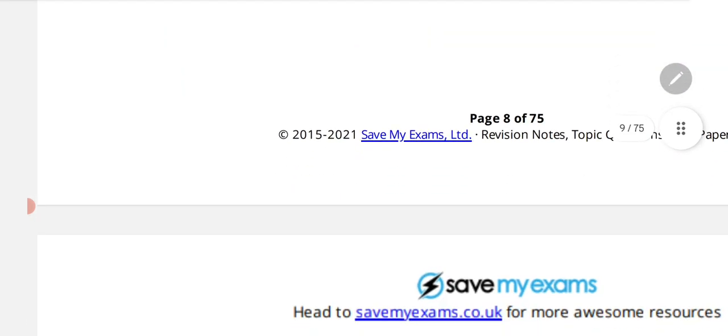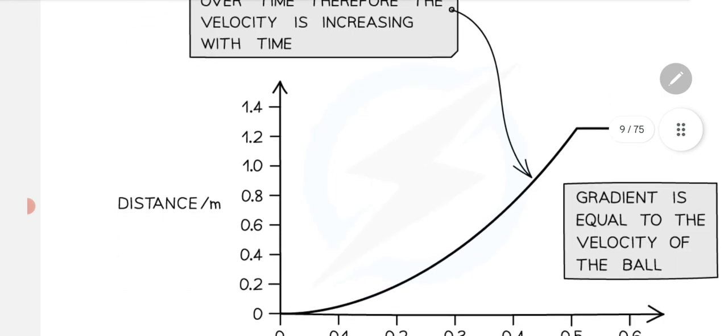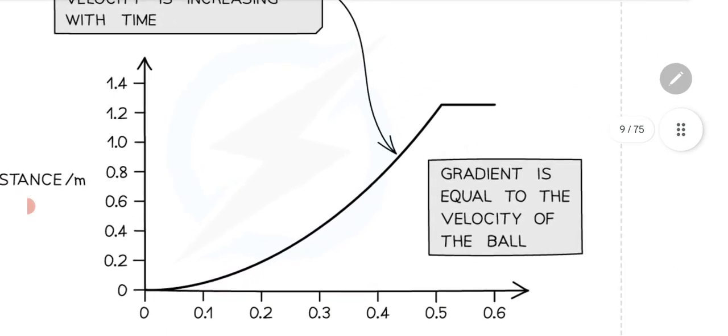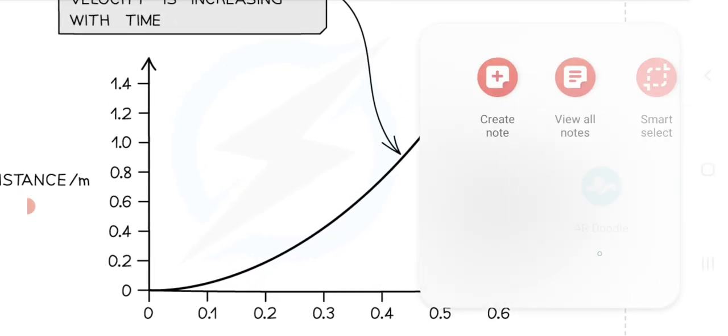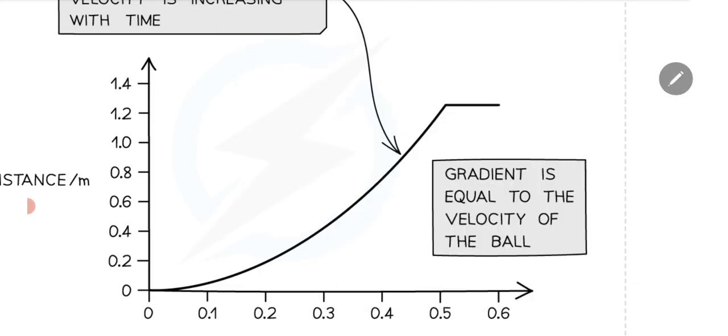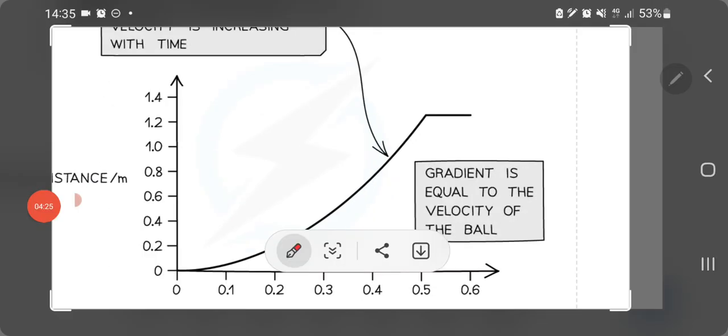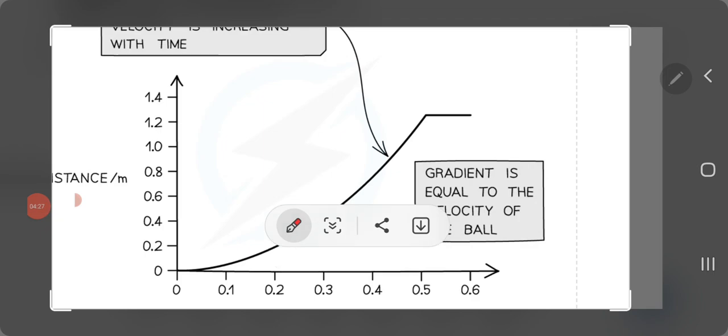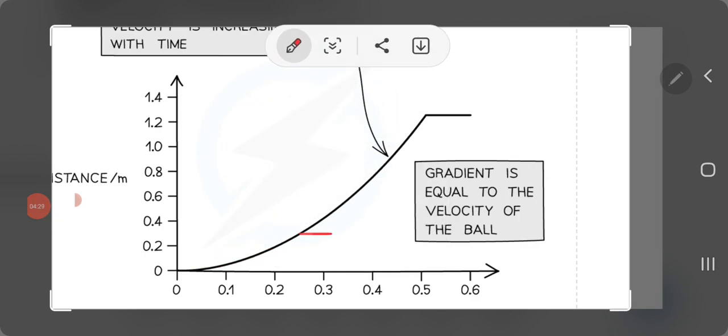But if the graph is given, for example, in the distance time graph, you can see the speed is increasing and the object comes to the state of rest. In this graph, what is happening with the speed? So if the gradient is increasing, at this time you can see the gradient is increasing. So we can say that the speed is increasing. At this line, the speed is constant.